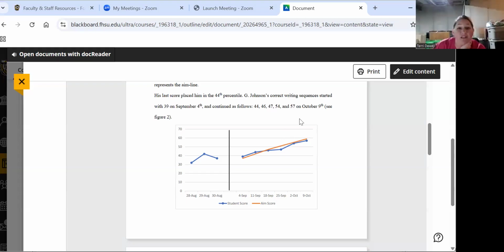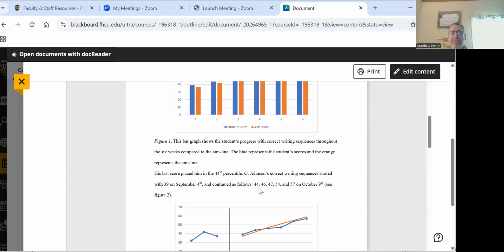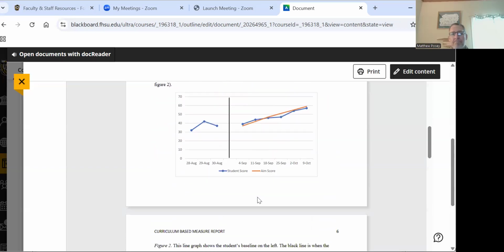On mine, I did this already, but I don't have the line in the middle. I just have the space between. Do you want me to add the line between, or is it okay to leave the space? If you can get a line in there, yeah, and you can just put intervention. Okay. So that's what it looks like. Remember, this is in 805 resources. Go down to sample reports, and then you'll see informal, norm referenced, and CBM.